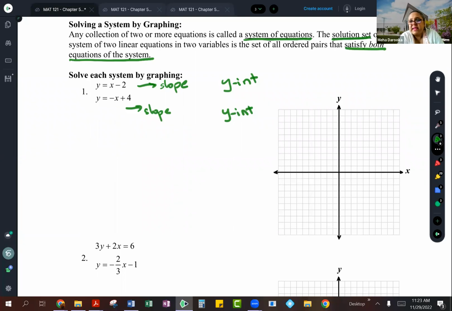So y equals x minus 2. What's our slope? And what's our y-intercept? And same thing for the second line. You can either unmute your mic and tell me, or you can put the answer in chat, whatever you're comfortable with.